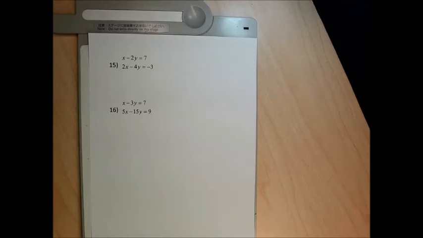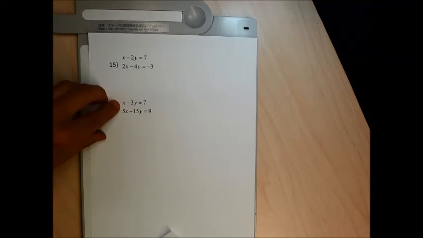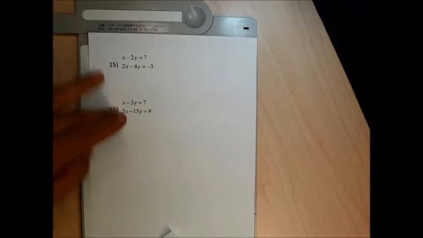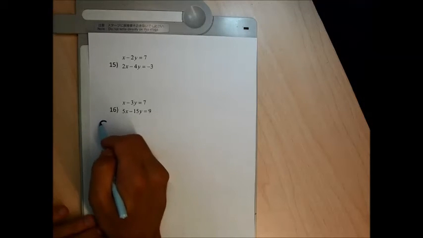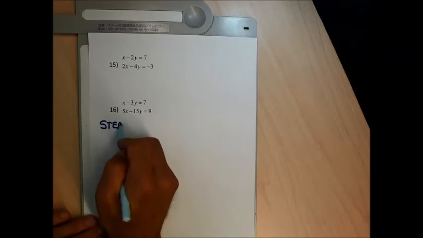When I glance at problem 16 and problem 15, the two equations are, in some sense, multiples of each other. 3 times 5 is 15. The coefficient of this 1 times 5 is 5. When the left sides are multiples of each other like that, you have to worry about there being no solutions or infinitely many solutions. So step 1 should probably be similar to your step 1.